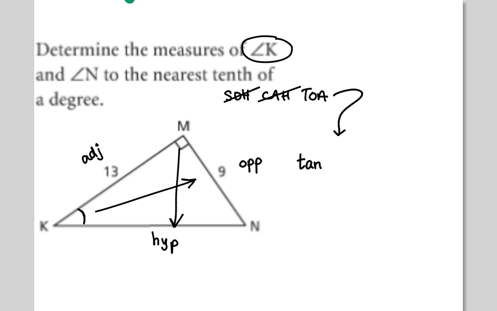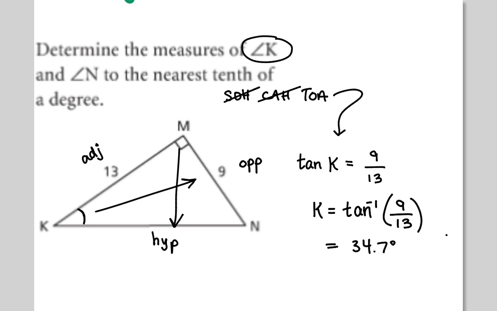Tangent of theta. In this case, could I just use the letter K to replace theta? K is the angle, right? Now the ratio of sides on the other side: opposite over adjacent, 9 over 13. To solve for K, I got to get rid of that tangent. Inverse tangent 9 over 13. Inverse tan, 9 divided by 13. I got 34.695, so 34.7. Then I can go N is equal to 90 minus 34.7, 55.3.